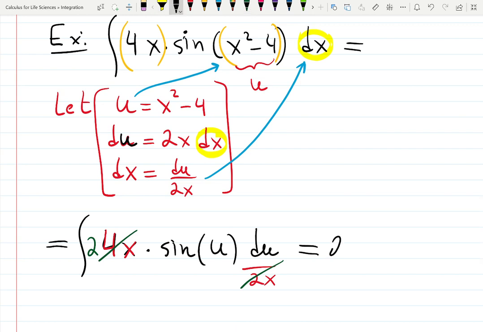The integral will be, I will kick 2 outside. I always kick constants outside. It will be sine u du. This was the most important part. We're going to finish in a second, but I want to ask, what do you think about this?